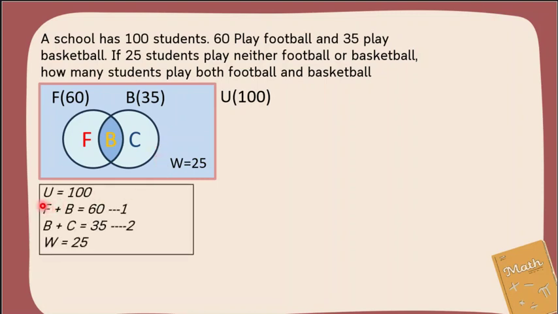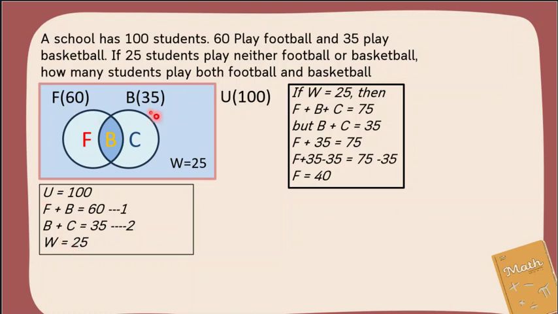We have our U being equal to 100. Then we're given that the people who play football are 60. So all of these parts, F plus B, should be equal to 60, and that is what we have here. Again, the people who play basketball is equal to 35, and these people play basketball, so B plus C will be equal to 35. And this is what we have. Our W was given to us to be 25. They play neither of it.